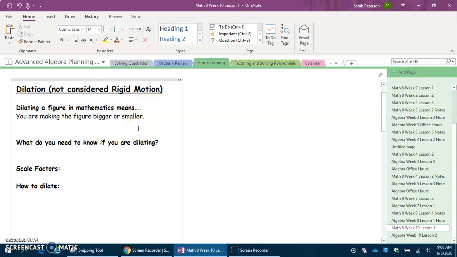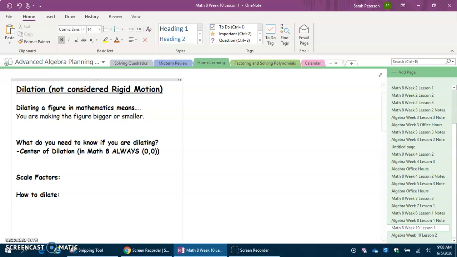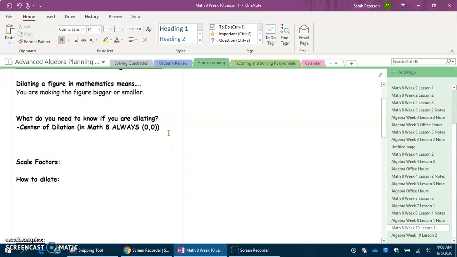So in order to dilate something, you need to know two things. You need to know the center of dilation, which in Math 8 is always 0, 0, or the origin, we call it. Okay, and you need to know the scale factor. The scale factor tells you how much to dilate your figure, so that way you know how to multiply and everything like that. So what actually is a scale factor?